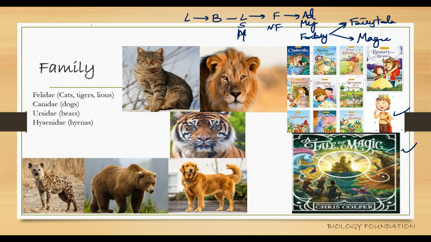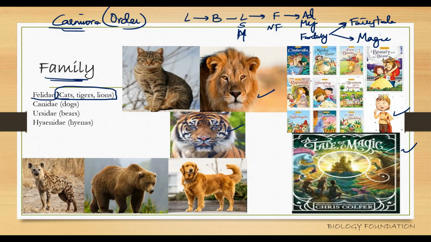In the same way, you have carnivora, that's the order. Now, we know these are carnivores, right? Lion, tiger, but they are placed in different families. Cats, tigers, lions, all of them are placed in one same family known as Felidae. They have similar characteristics, hence they are placed in Felidae. Dogs are placed in a separate family known as Canidae. Bears are placed in Ursidae. Hyenas are placed in Hyenidae.